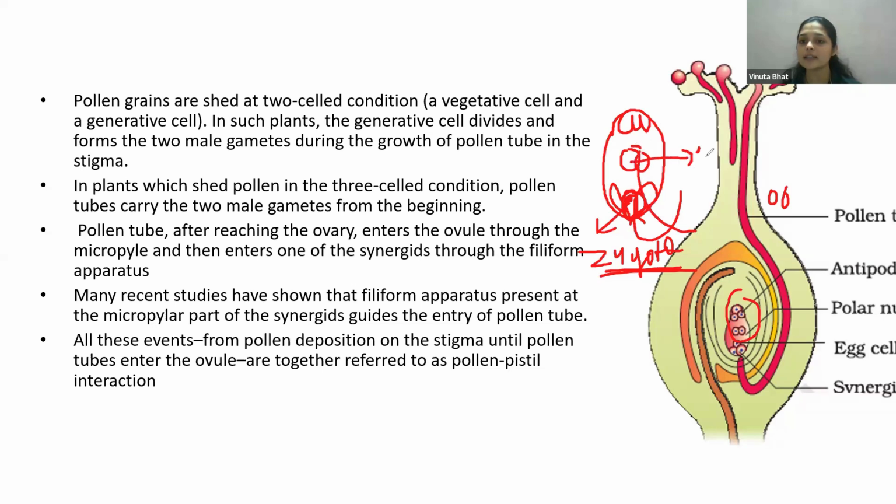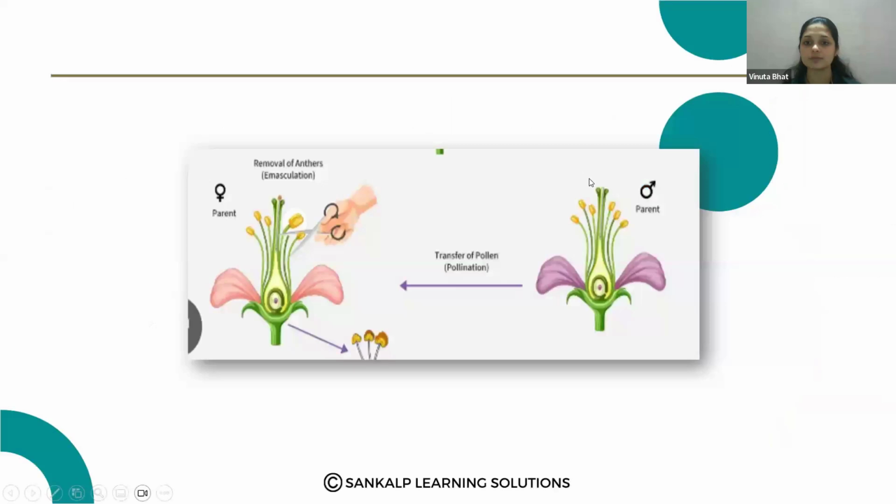So here the central cell is already in a diploid condition, because two nuclei are already present. So one more male gamete enters and fuses with this, and it will become triploid condition. So here the one male gamete fuses with the egg cell, that will become the zygote, diploid condition, and one more gamete fuses with the central cell that is already in the diploid 2n condition, and that will become 3n triploid condition. So that is called double fertilization and triple fusion.